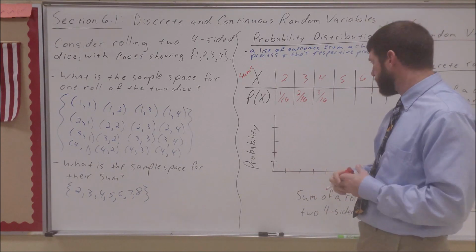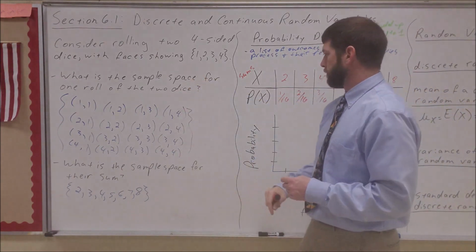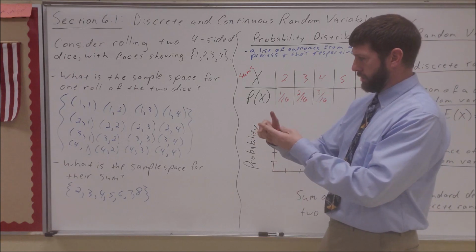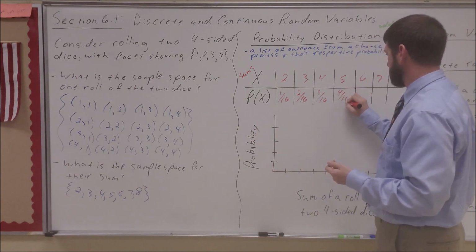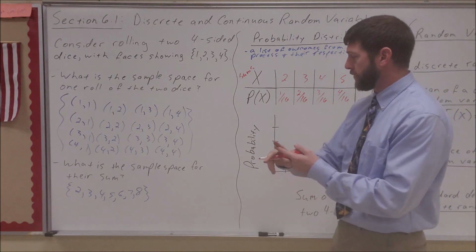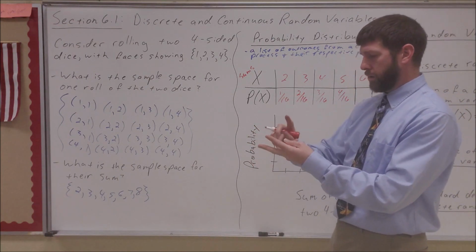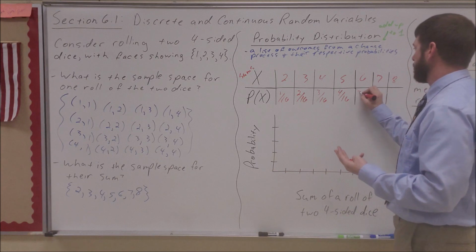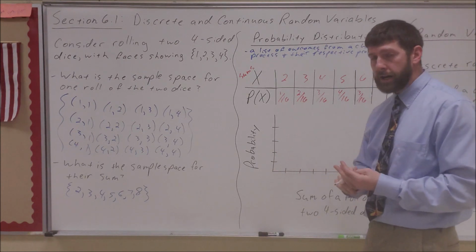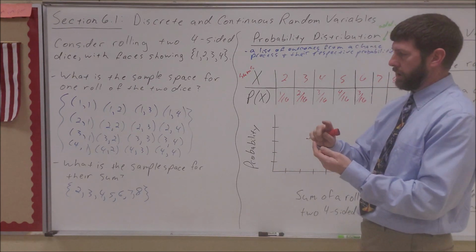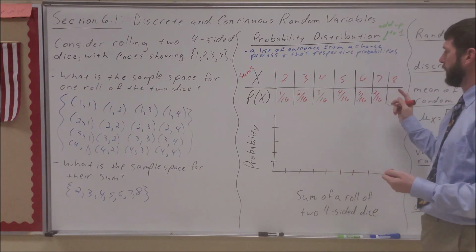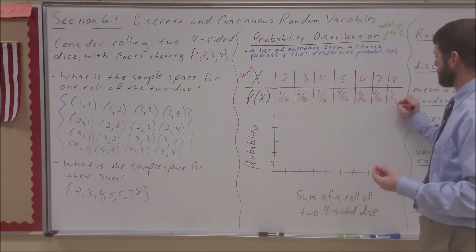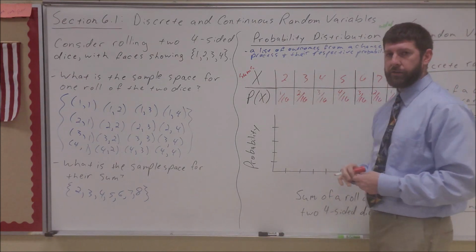So if we go through and just finish out the sample space, 5 was 2,3; 3,2; 4,1; 1,4. It's 4 out of the 16. 6 was 4,2; 2,4; 3,3. So it's 3 out of the 16. 7 was 4,3 and 3,4. 2 out of the 16. And then 8 was just 4 plus 4, 1 out of the 16. So this is writing out the distribution.